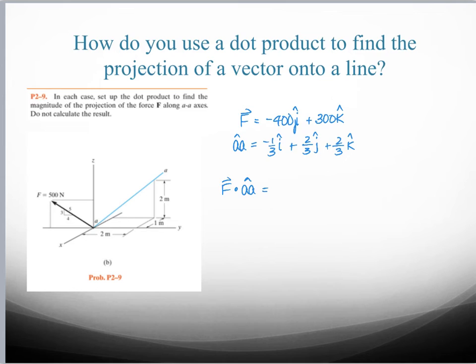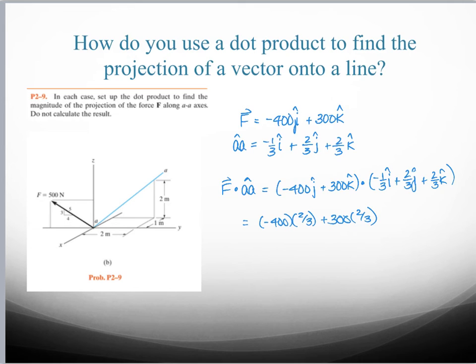And so we're going to take the -400j plus 300k dotted with -1/3 i plus 2/3 j plus 2/3 k. And now we already talked about how we find the dot product for two vectors written in unit vector form. So I get -400 times 2/3, and then 300 times 2/3. And this answer, you can see, is going to give me a negative number, and so when I present the answer, since they ask for the magnitude, I'm just going to figure out what the magnitude of that answer is.